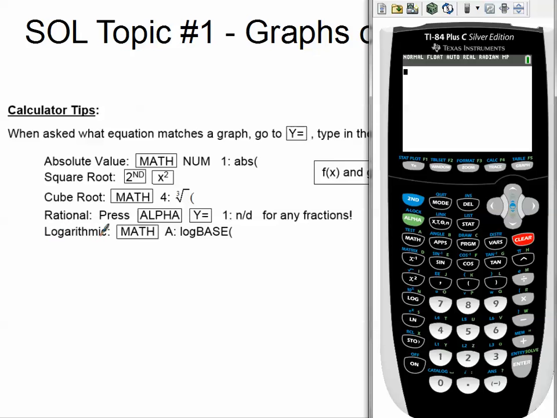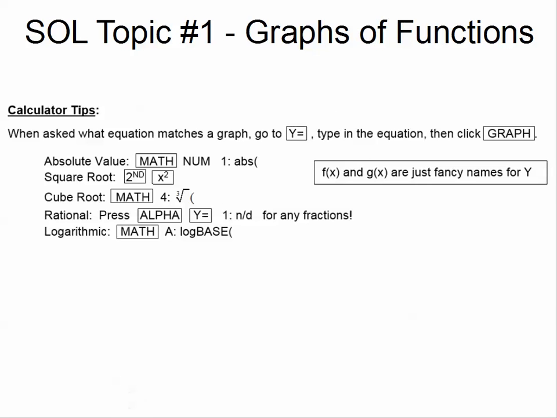And finally, logarithmic. We'll hit Math, and it's option A. So back to the Math button. I'm going to push up a couple times because that's faster to get to the log base, and I'll push Enter, and there is our log base symbol. We'll clear that. So most of these symbols are in the Math menu. If you cannot see it as one of the keys, I would suggest going into the Math menu and hunting around for that. Also in this packet, if you see f of x or g of x, these are really just fancy names for y.